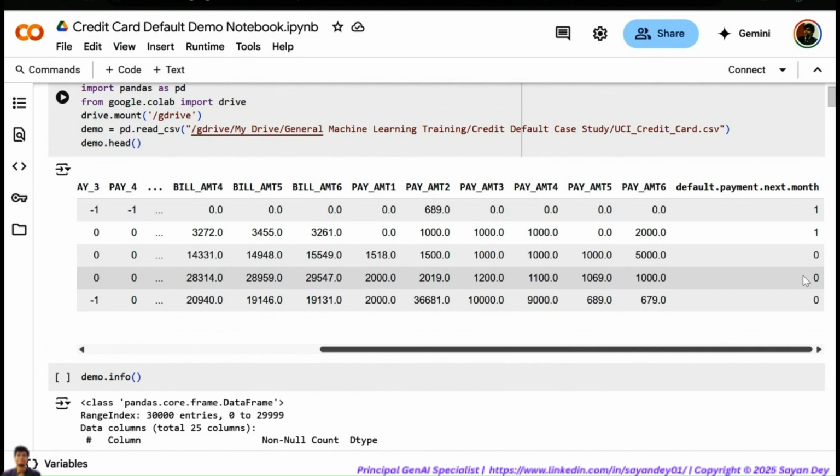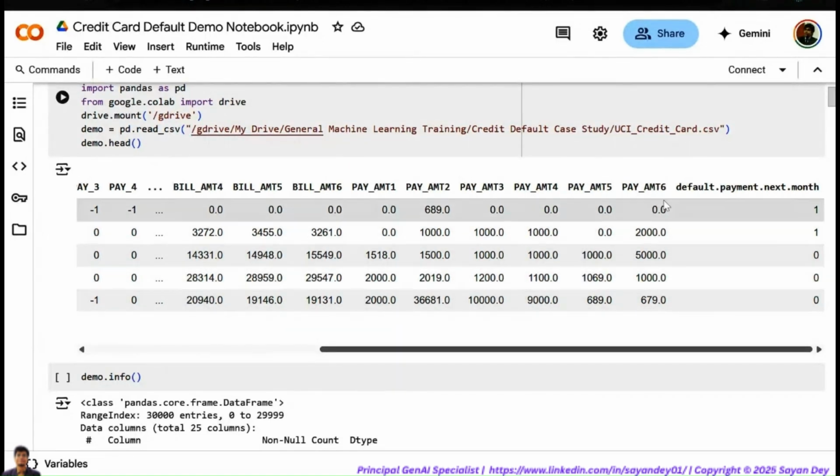So if you see the status, 1 means the customer defaulted the next month, and the status of 0 means the customer did not default or will not default the next month. So that is how the statuses look right now. So 1 is you will default and 0 is you will not default. That's the inference. Okay. So we are trying to build a classification model based on this data.